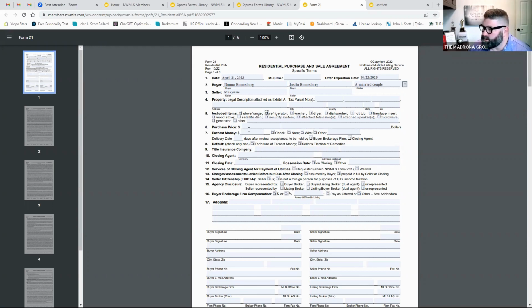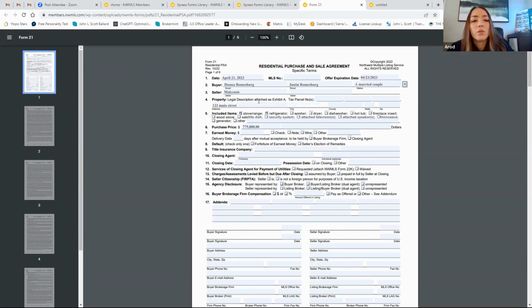So we're going to say that this house is $775,000. Oh, I should put the address. Sorry. We do need the full address. So we'll put 123 Main Street.